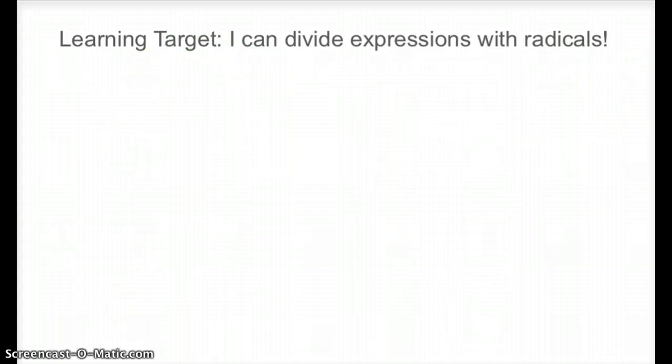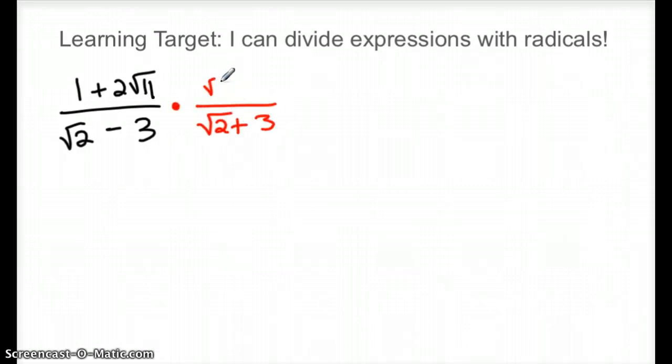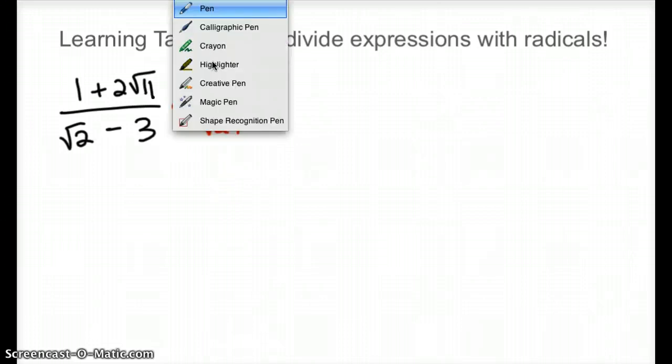Alright, let's look at another one. One more: radical 2 minus 3 over 1 plus 2 radical 11. That just changes it up a little bit. Okay, so a radical at the bottom, that's a problem. So my special fraction is going to be made up of the conjugate. So make it a plus 3. For the denominator, that's what we're going to multiply next.